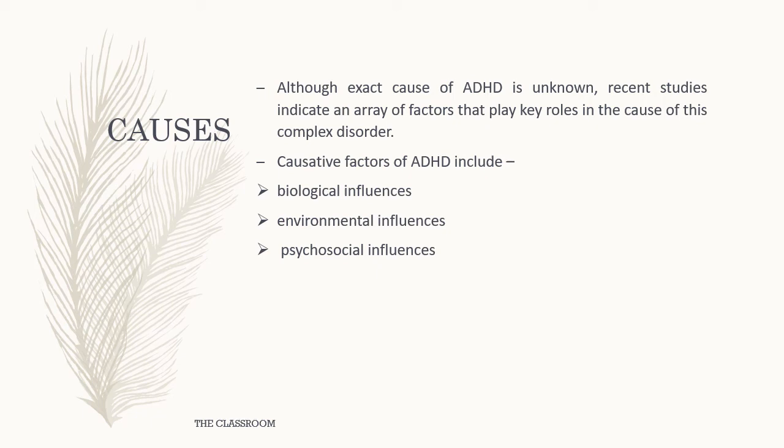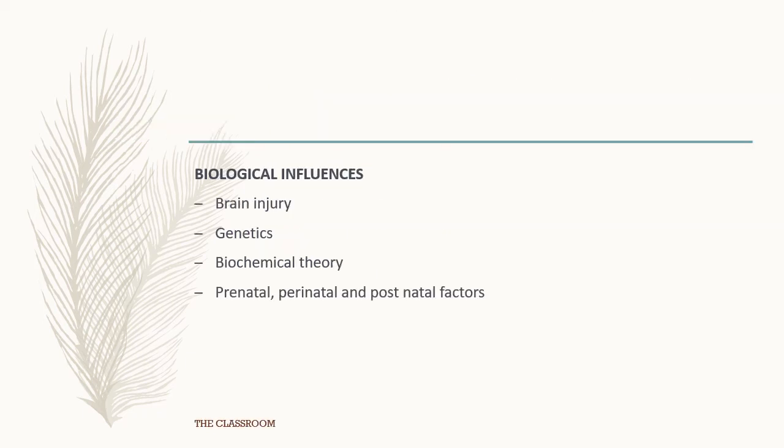So the major causative factors of ADHD are described under three main headings, that is biological influence, environmental influence, and psychosocial influence, and we will talk about these in detail in the coming slides. So the biological influences can be brain injury, genetics, biochemical theory, and prenatal, perinatal, and postnatal factors.